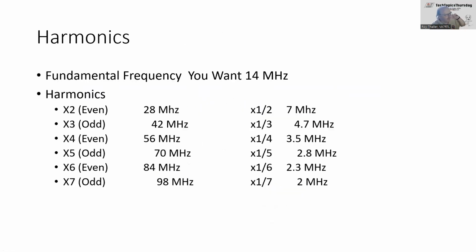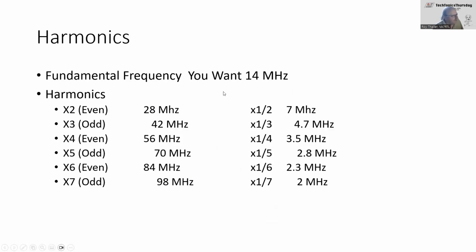Now, the other thing you can get is harmonics. Let's say you want to transmit on 14 megahertz, and depending on how your electronics is set up and how many filters you have, you're going to get harmonics. You can get even harmonics, which are times 2, times 4, times 6, times 8, etc. So you're going to get signals like 28 megahertz, 56, 84 megahertz, but you can also get the odd harmonics, which are 42 megahertz, 70 megahertz, and 98 megahertz.